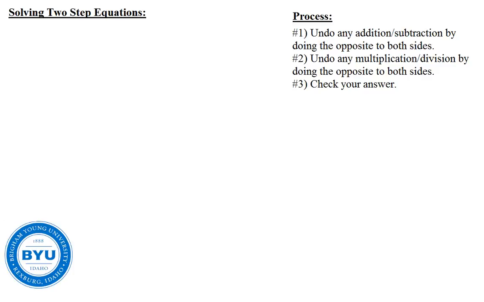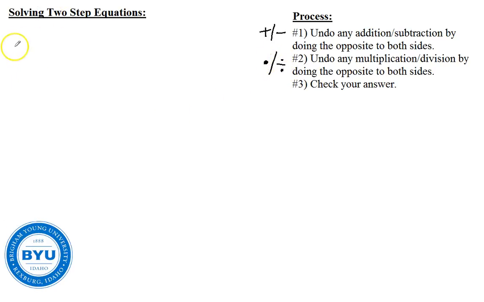Welcome to this refresher video on how to solve two-step equations. Here are the processes for doing so. The first thing you must do is undo any subtraction or addition by doing the opposite operation to both sides. Then you're going to undo any multiplication or division by doing the opposite to both sides as well. Lastly, check your answer. So remember, we have to undo addition and subtraction first, then undo multiplication and division.